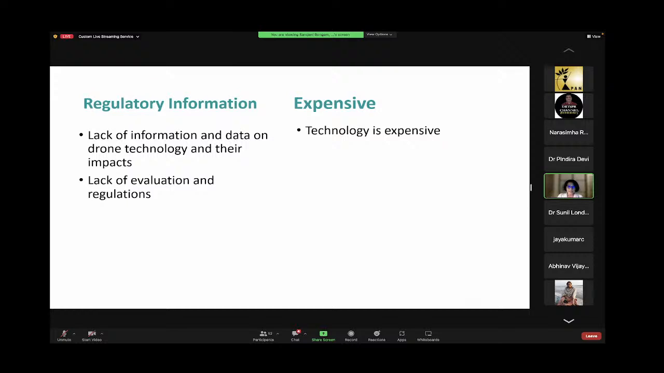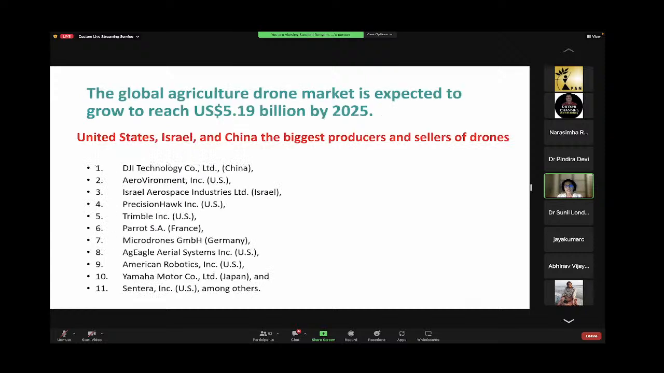As the previous panelist was talking about, it's also expensive. It's coming down, but a lot of the technology is still expensive, if you talk about the maintenance, the battery, and the continued use of this drone technology.